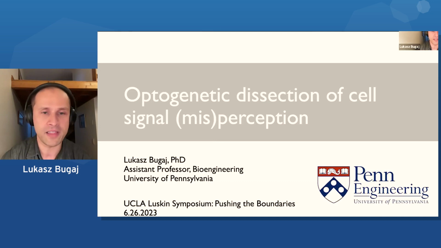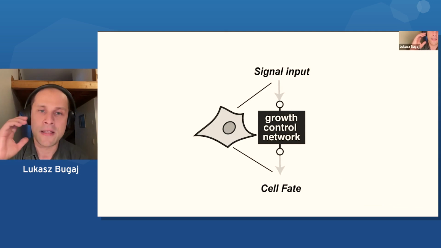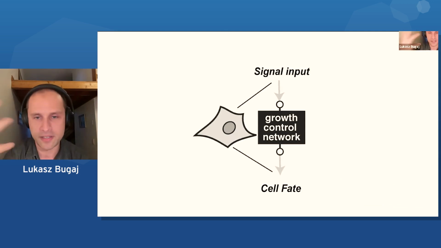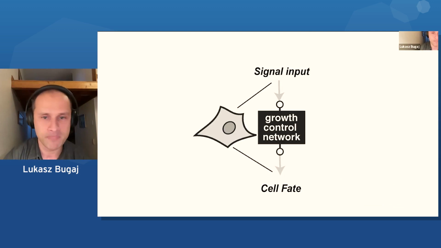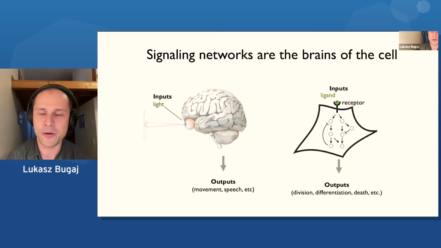What we are interested in in our lab is to understand cell signal perception, and even beyond that, misperception. Generally, we're interested in knowing how cells process inputs, process their environments through signaling networks to make the appropriate cell-fate decision. And to this audience, I don't have to spend much time talking about how signaling networks are really the brains of the cell.